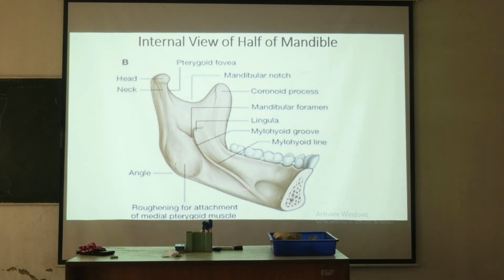And above this line, here is the sublingual fossa, and below this line, here is the submandibular fossa. And the posterior border of the ramus is related to the parotid gland. Okay. Here is the head and neck of the mandible, and the pterygoid fossa is also located here. Okay, understood? Okay, next.